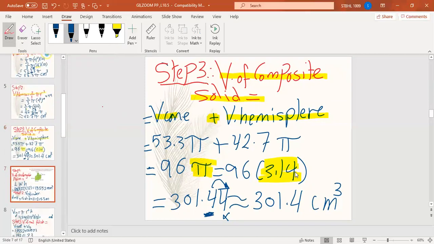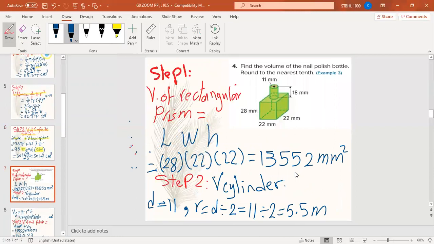Let's go to another exercise. Let's go to exercise 4. Find the volume of the nail polish bottle, round to the nearest tenth. Here this figure represents the nail polish bottle.